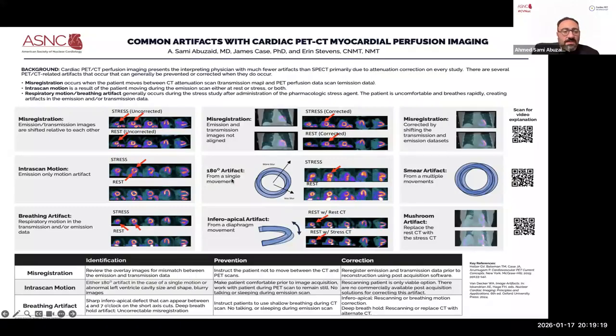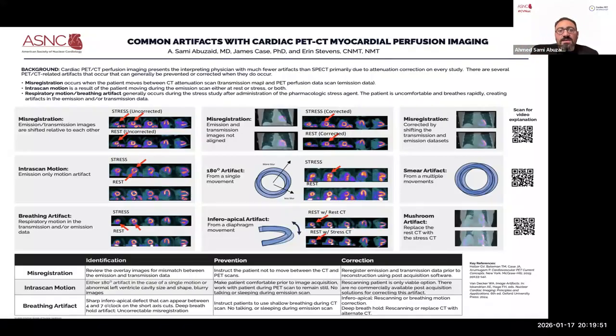The breathing artifact: the patient moves too much, in all directions, and you can see here, are we calling this an anterior defect or an inferior defect when we compare stress and rest? Again, if we educate the patient a little bit and try to minimize this motion, we will minimize the artifact. Obviously, adding the CT adds a layer where more artifacts can happen.